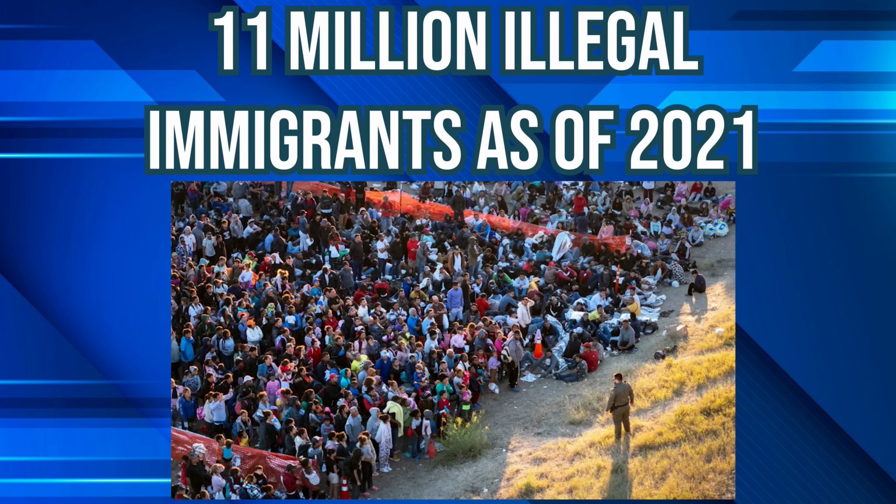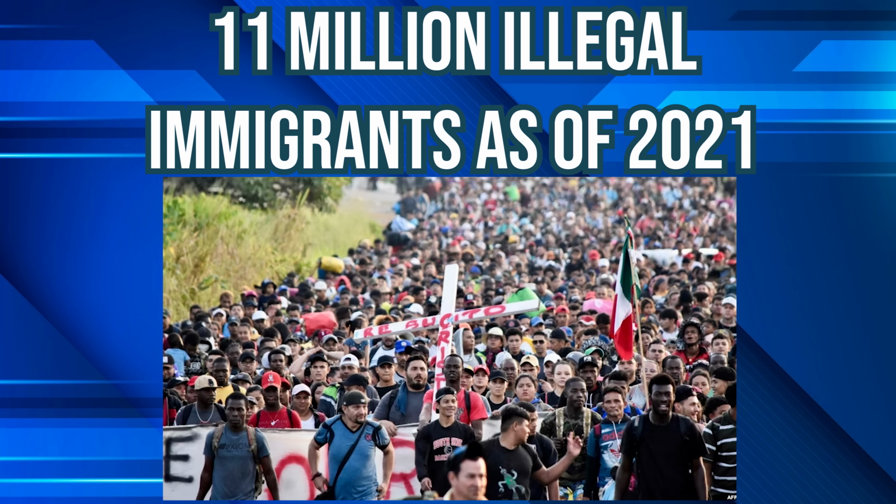According to the Pew Research Center, which, depending on what you believe of them, some people would consider to be a responsible resource, as of 2021, an estimated 11 million illegal immigrants were residing in the United States. That does not count children born to them. No, this is 11 million illegals living in the United States as of 2021.